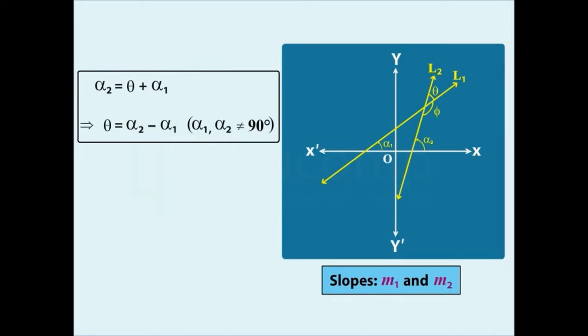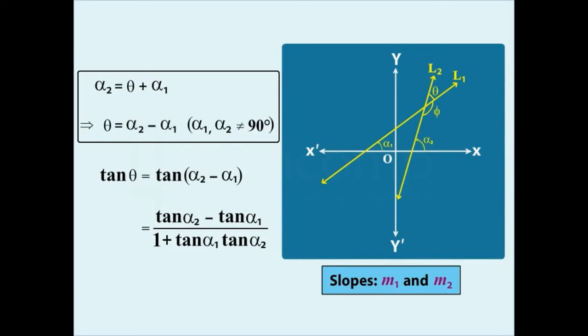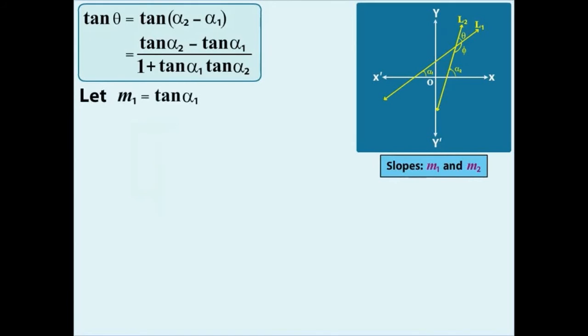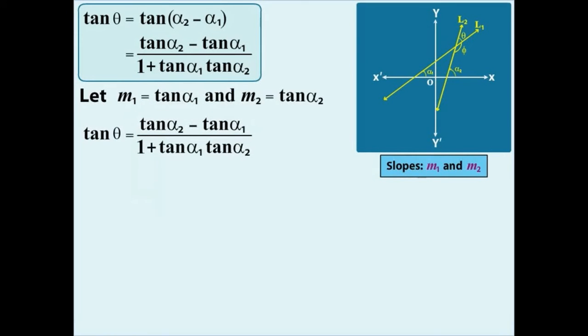Therefore, on taking tan on both sides, we get tan theta is equal to tan of (alpha 2 minus alpha 1). This is further equal to (tan alpha 2 minus tan alpha 1) over (1 plus tan alpha 1 into tan alpha 2). Let tan alpha 1 be taken as m1 and tan alpha 2 be taken as m2. On substituting these in the above formula, we get tan theta is equal to (m2 minus m1) over (1 plus m1 into m2), where the denominator is not equal to 0.